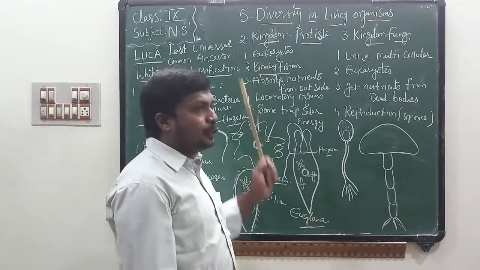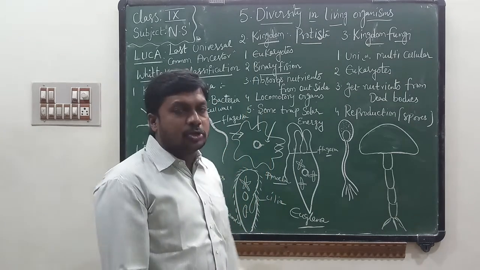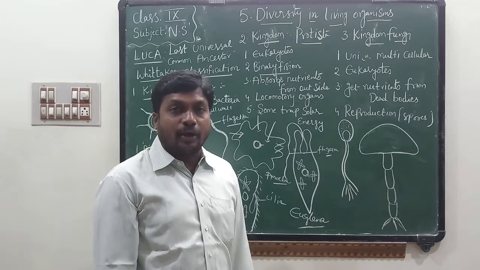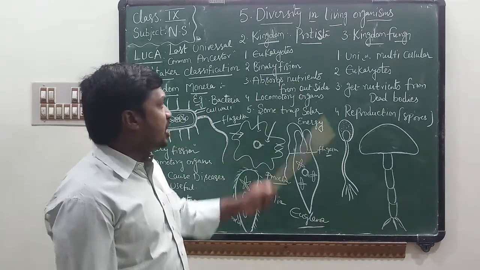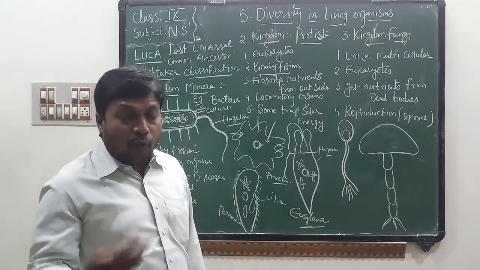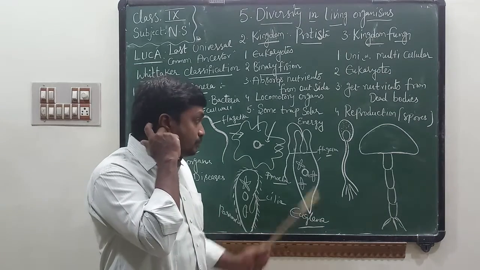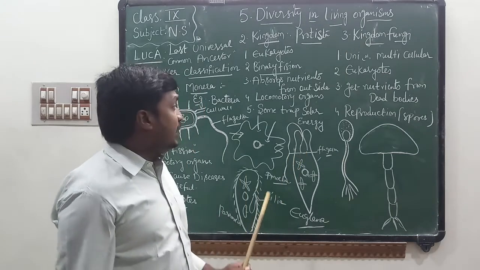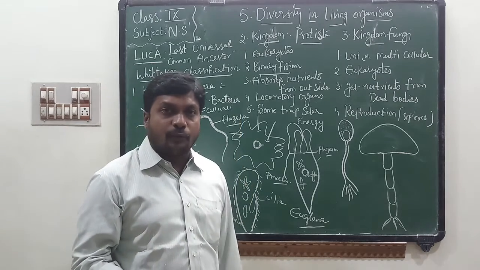The first one, they are eukaryotes. They have a nucleus in their body. They can reproduce by splitting of the parent organism into two daughter organisms, that is known as binary fission. They absorb nutrients from outside of the body directly. They can move from one place to another with the help of pseudopodia or flagella or cilia. Some trap solar energy to prepare food in the process of photosynthesis.